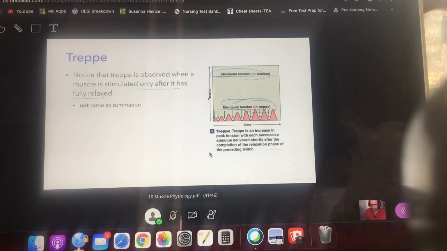Now, I only make a big deal out of that because that sometimes turns out to be a multiple choice or a short answer type question. What do you call the effect that happens when a muscle fiber is stimulated and then allowed to fully relax before the next stimulus, but still a slight increase in tension? That's treppe. If it says something about fully relaxed in between, it's treppe. Okay?